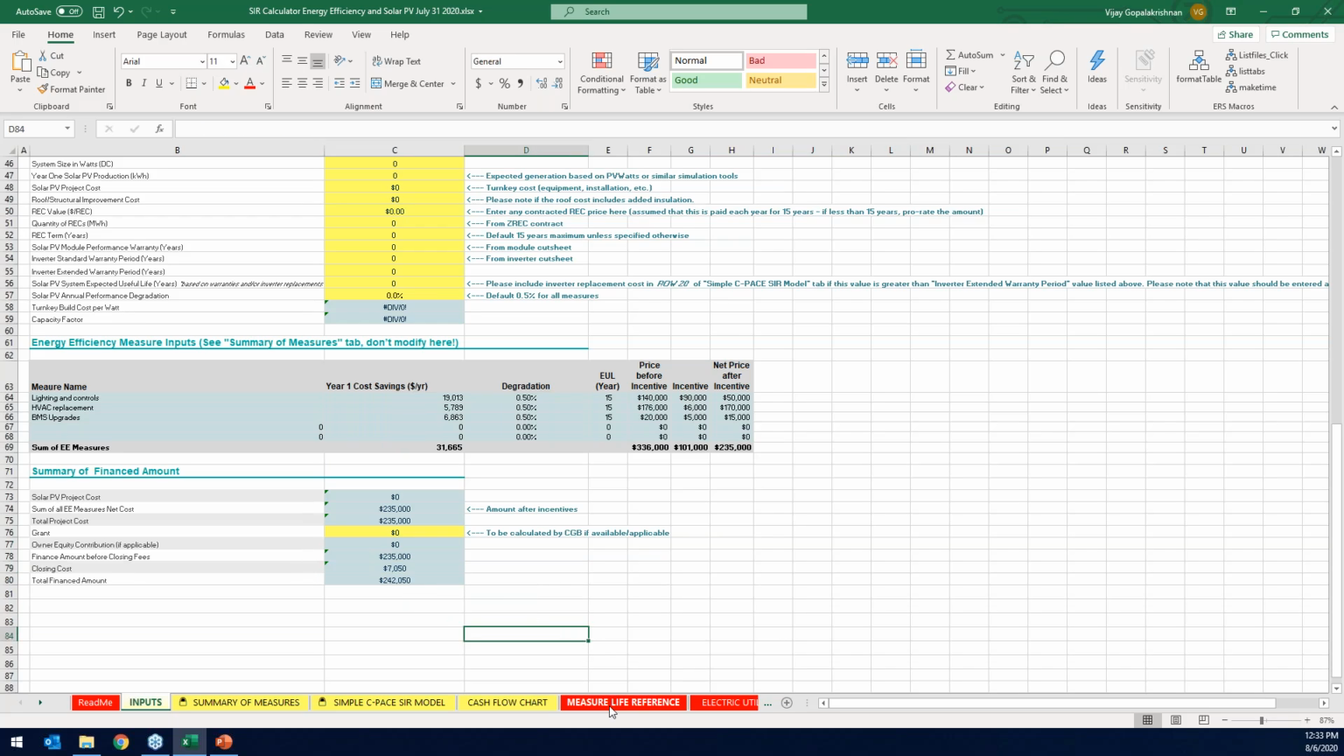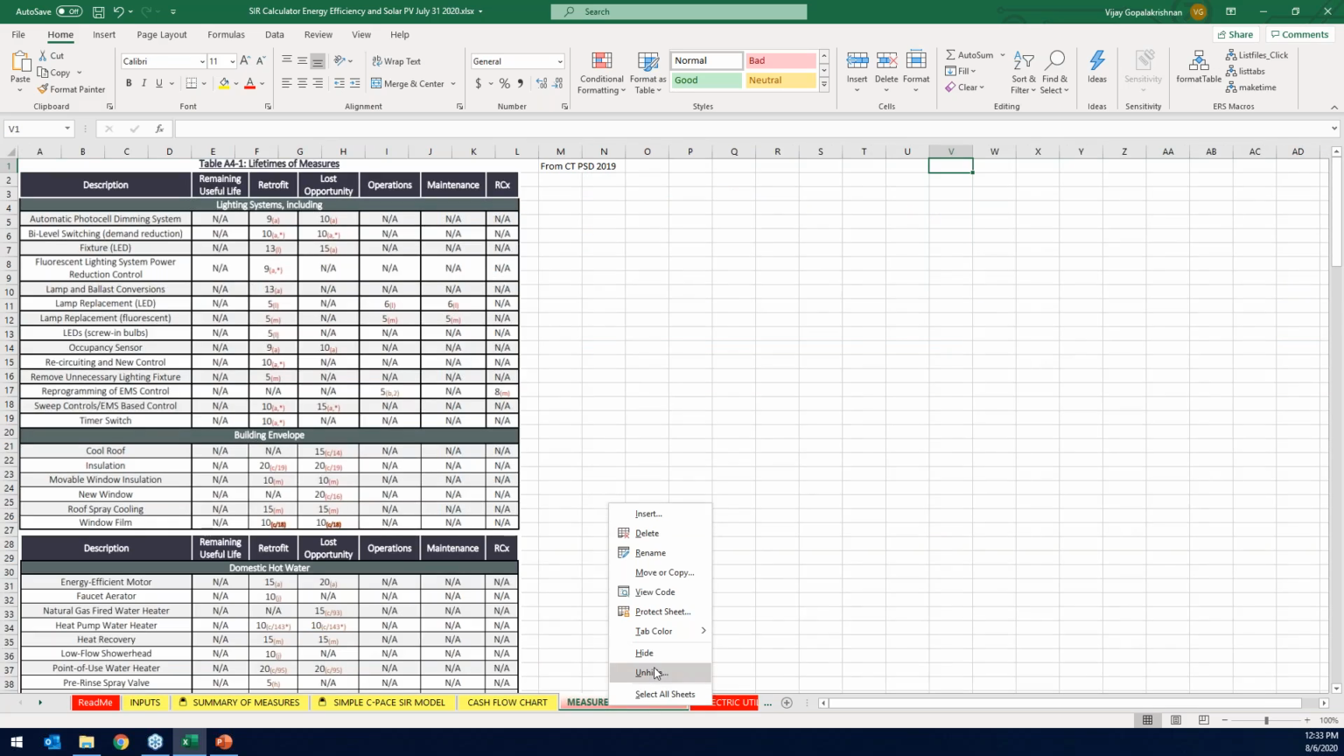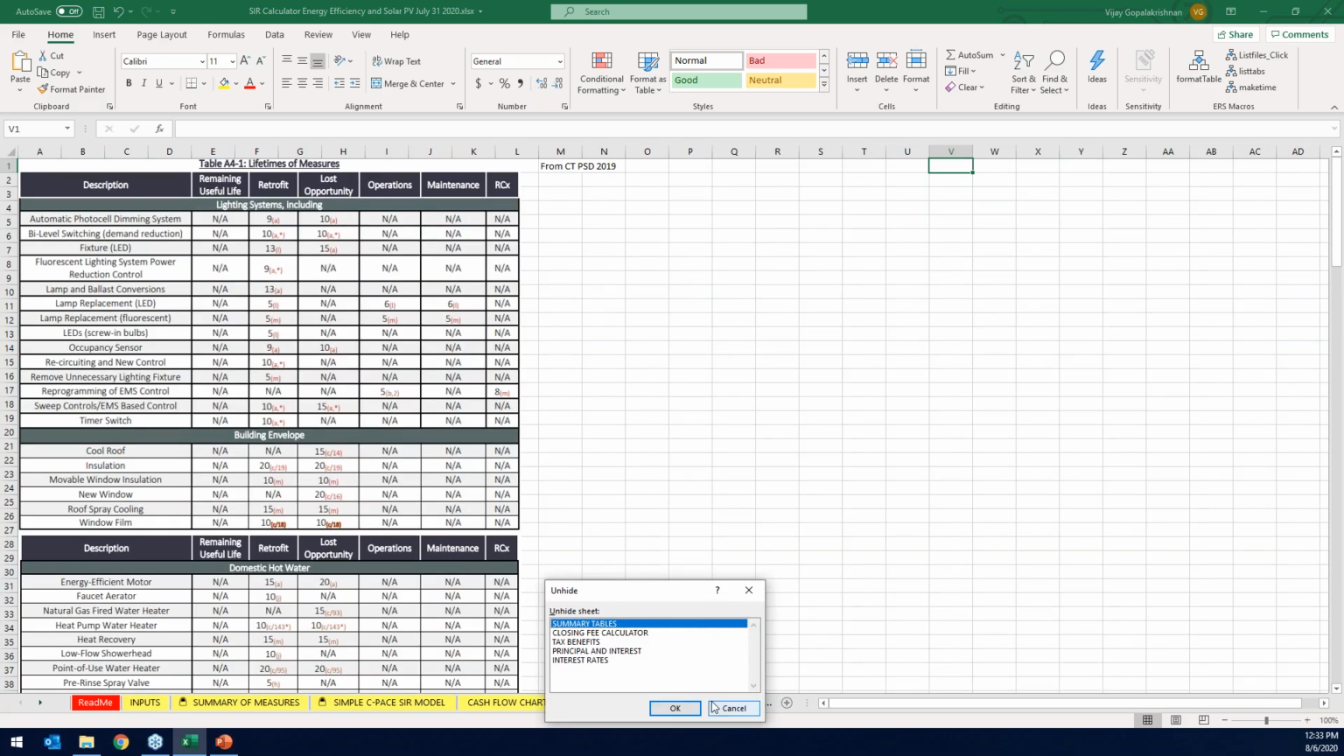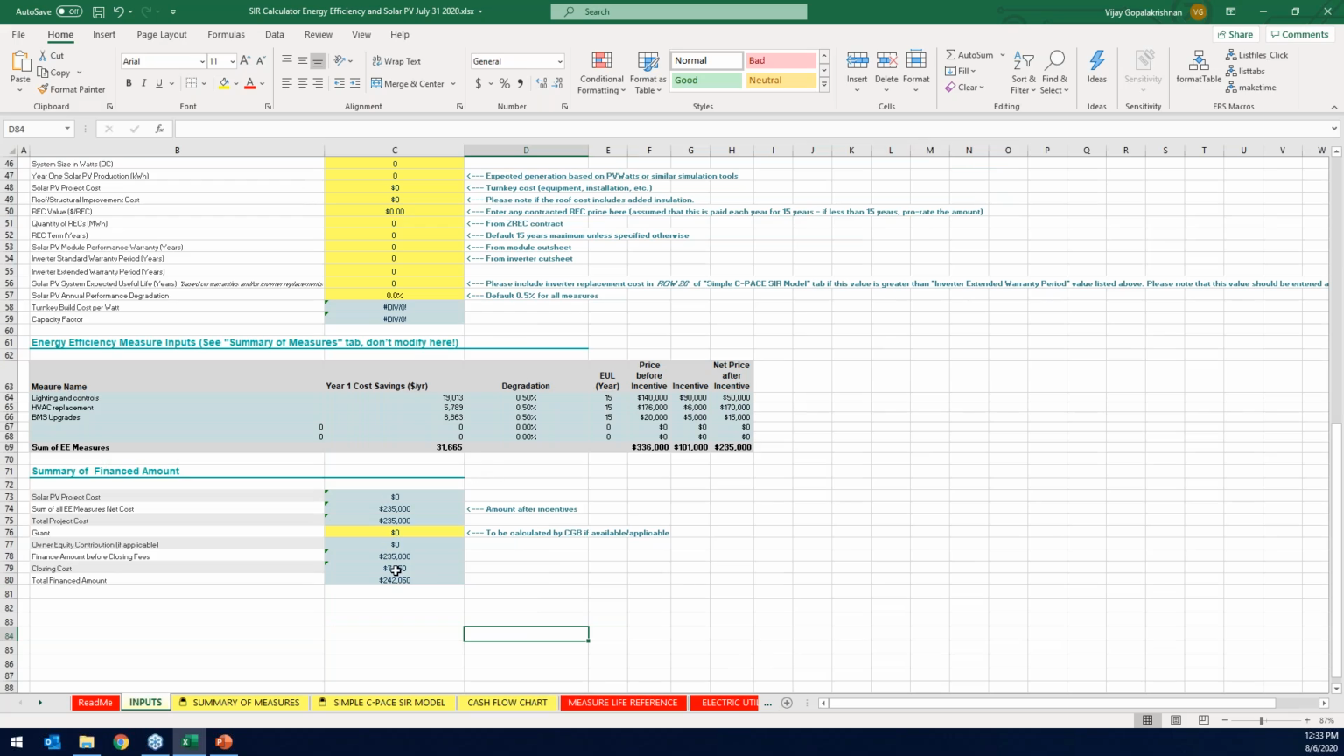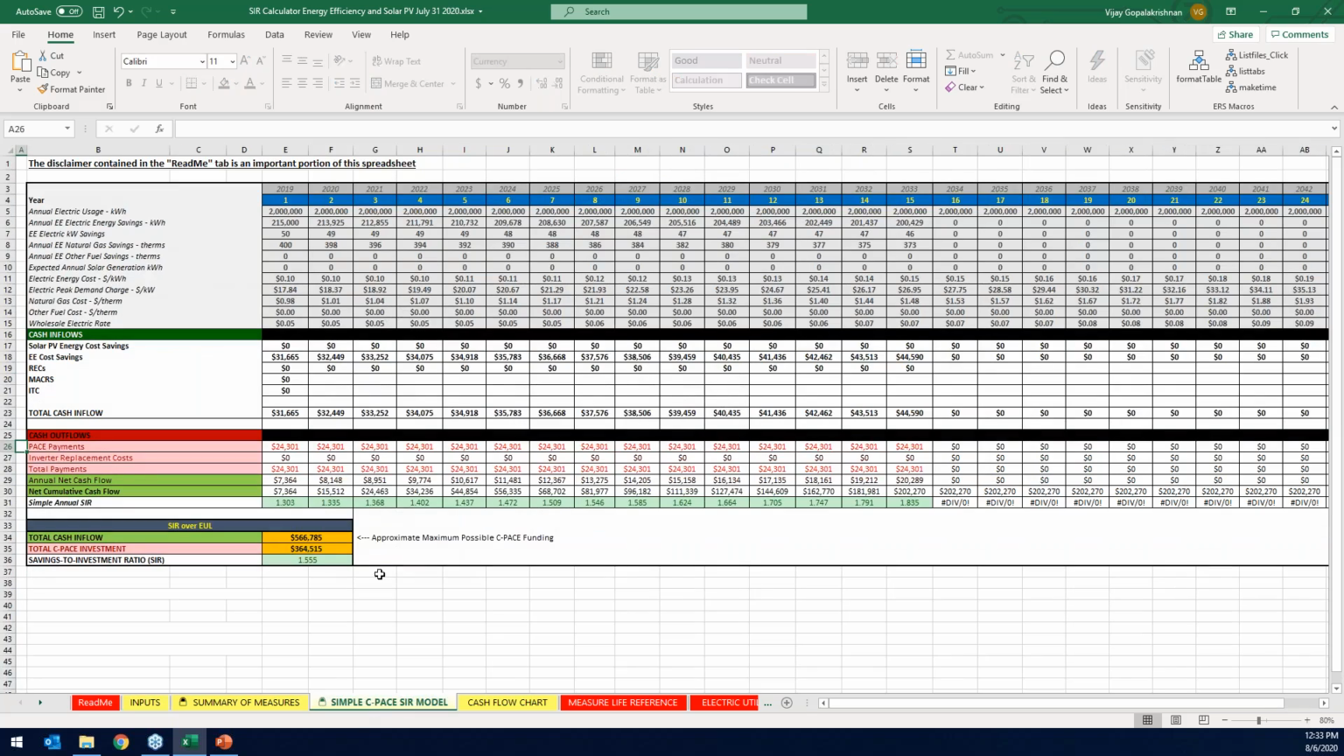You can look at the details of those calculations in the closing fee calculator tab, but for now I'm not going to go into detail, but you can feel free to take a look at that. Let us know if you have any questions. And so the total financed amount is the sum of these two values, which is $242,000. With that, we move on to the simple CPACE FIR model tab, where really all the calculations have taken place.